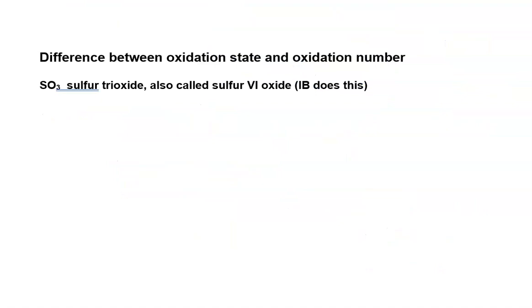Finally, the difference between an oxidation state and an oxidation number. Most people don't really care about the difference, but there is an actual difference. So we typically would call SO3, this molecule, not the ion, the molecule, sulfur trioxide. You could also call it sulfur 6 oxide because the 6 is going to be an oxidation number.